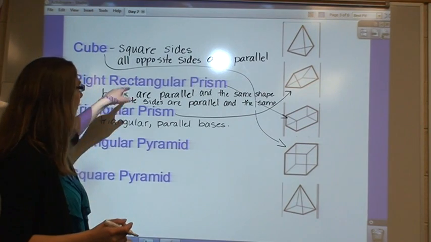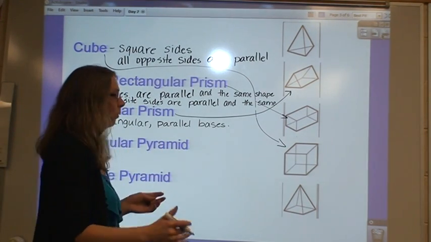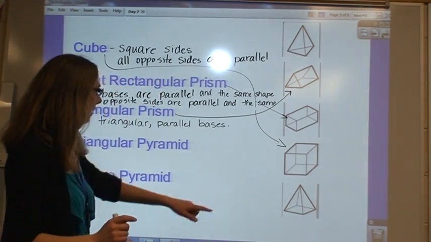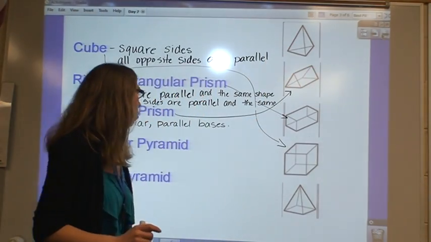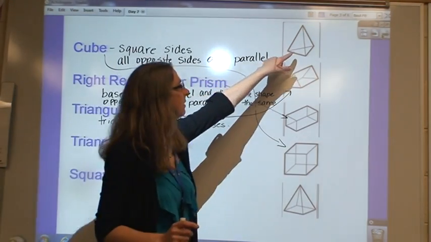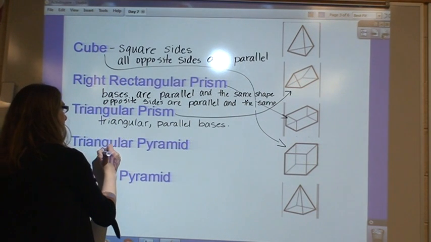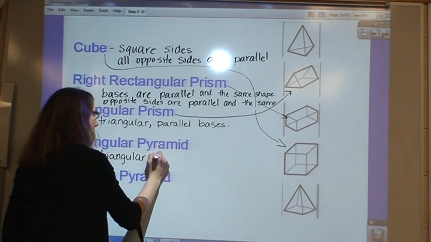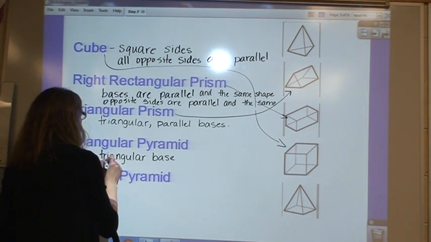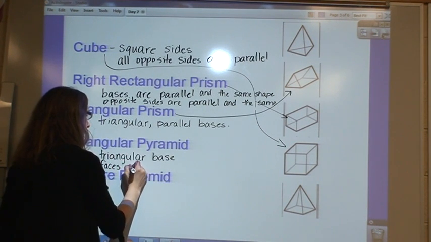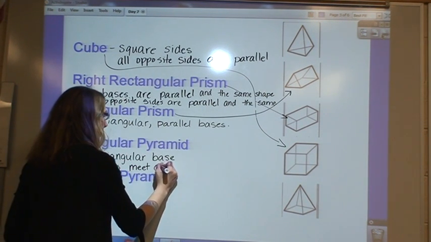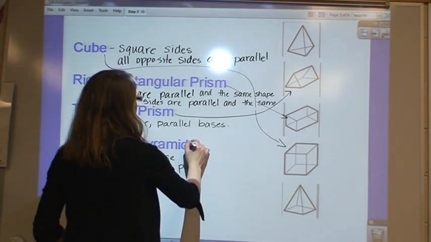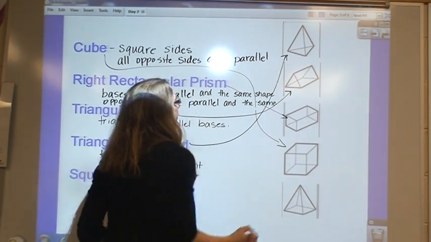A triangular pyramid is different from a prism because the bases are not parallel to one another. They actually meet in a pyramid or a point. Now, you notice that we have these two shapes left. One is a triangular pyramid because the base is a triangle. So a triangular pyramid has a triangular base, and the faces meet at a point. So a triangular pyramid is this one, all the way up here.